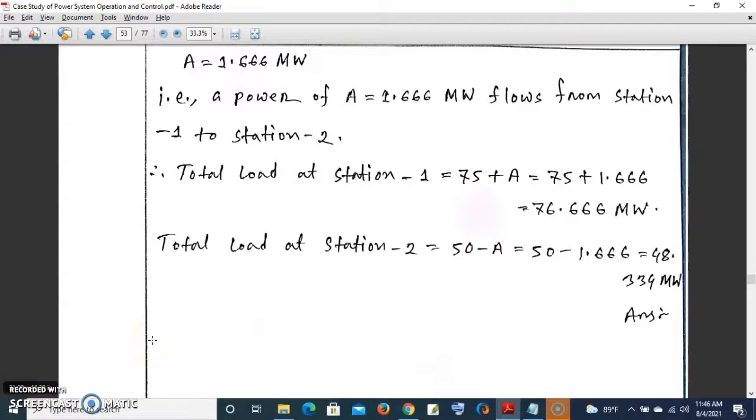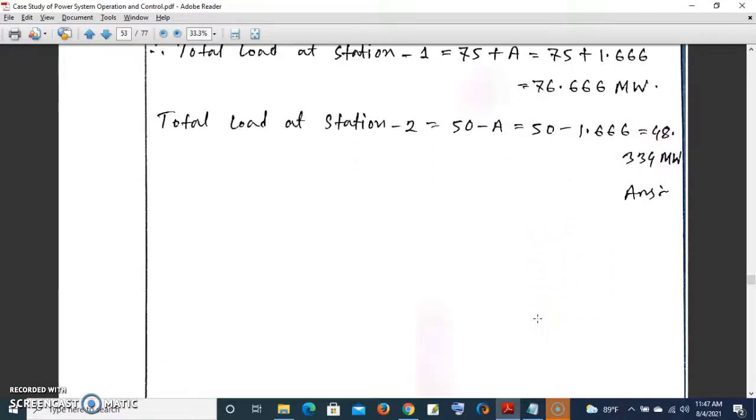This is the second part of my case study. I now represent the other parts of my problem and solutions. Total load at station 2 equals 50 minus A, equals 50 minus 1.666, equals 48.334 megawatt. This is the answer.